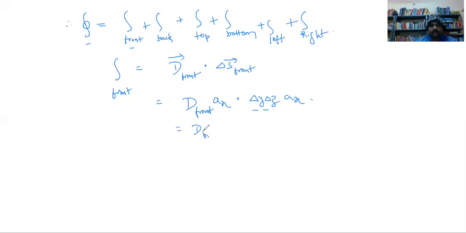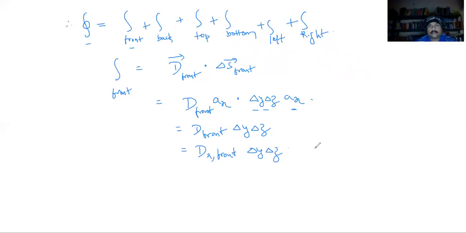So this becomes D front into delta y delta z. To be specific, we are dealing with ax here because the dot product will remove the direction. I will write it as Dx front. Okay, it is the same thing. The only change is I want to have a recognition of what the flux density direction is. So to have that sense of direction, even after applying the dot product, I will write it as Dx.